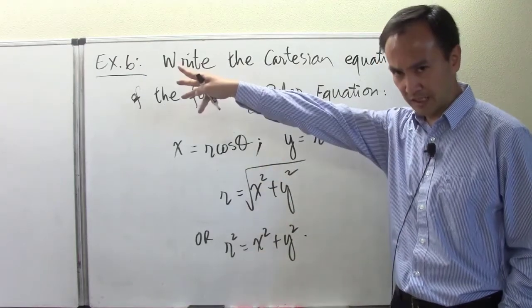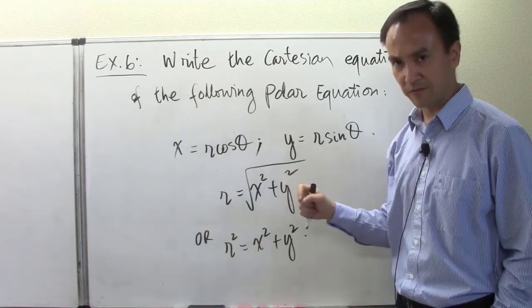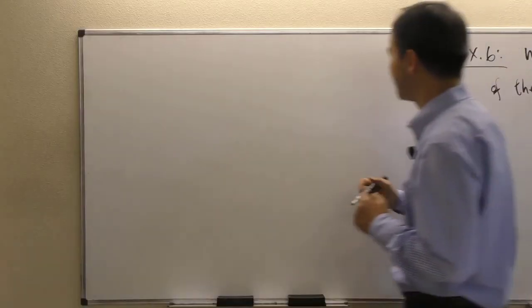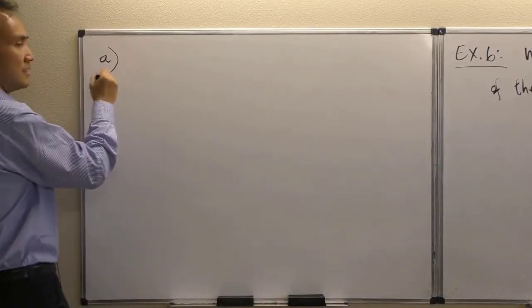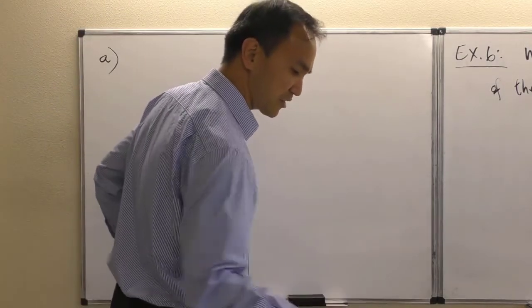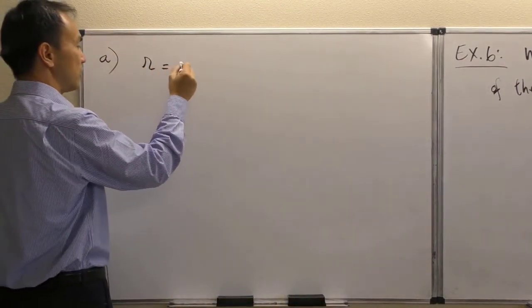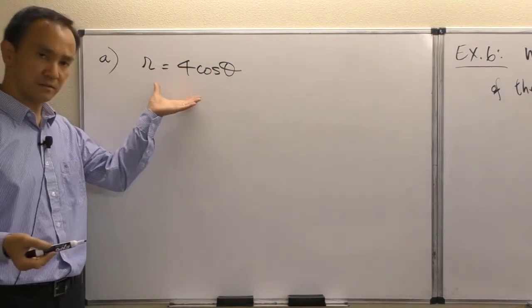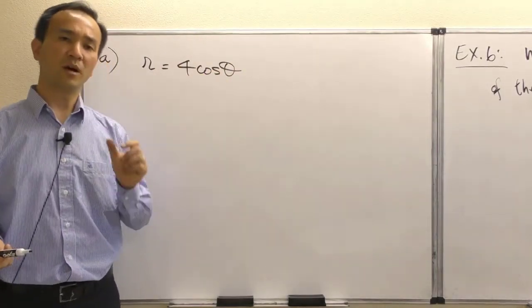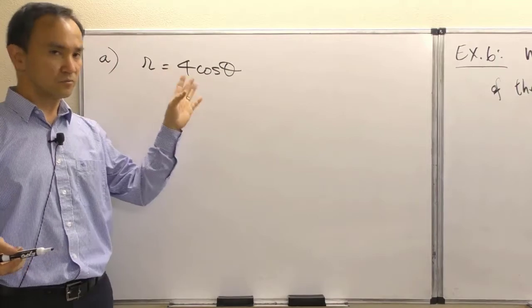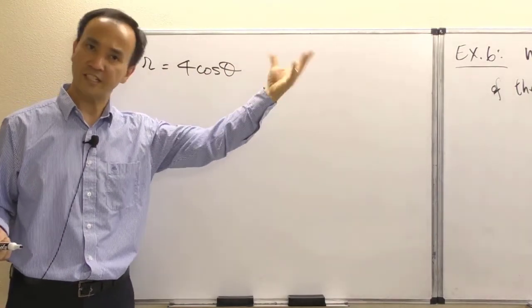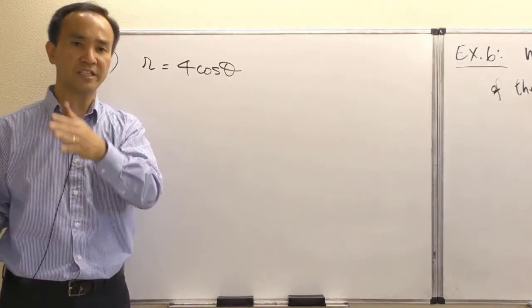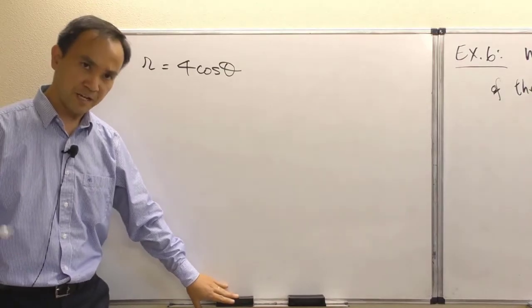I'm going to use my other board to start putting up the various problems. Now in our example 6, let's look at part A. The first equation in my lecture notes is r equals 4 cosine theta. It's a polar equation. We want to rewrite this in terms of x and y, or u and v, or s and t, whatever. They are meant to be rectangular or Cartesian coordinates, and that's the idea.